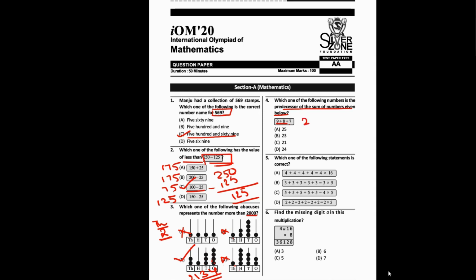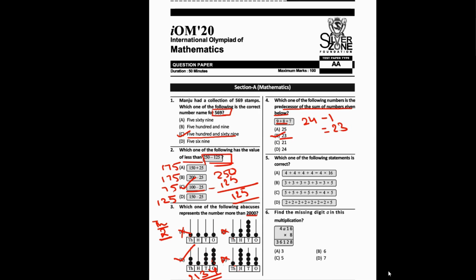So, when you need the predecessor, it should be minus 1, one less than the number. Now 24 minus 1 is how much? 23. That's the predecessor. So option B has 23. That's my answer. Okay, everyone?